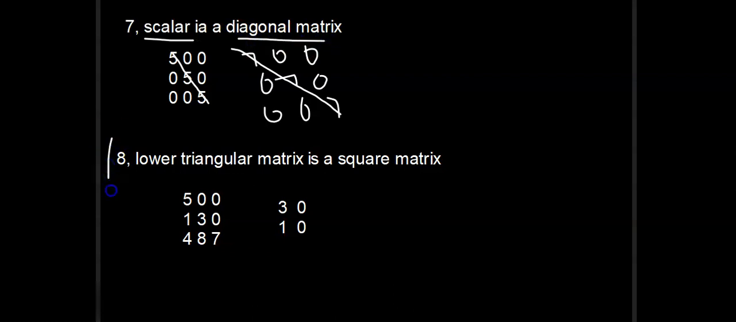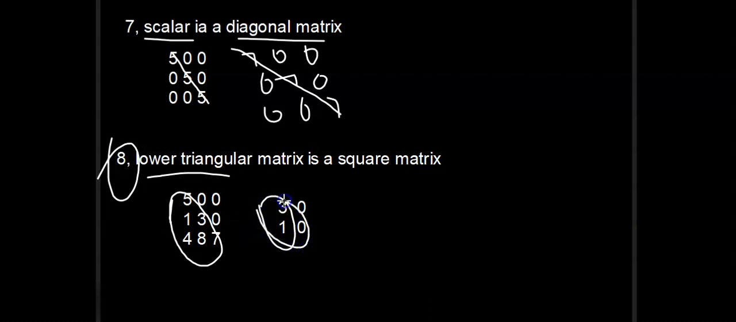Now let's go to the eighth one. So this one is a lower triangular matrix. And the reason that we call it a lower triangular matrix is because look at the numbers over here. If there is a number in the lower part of the matrix, we call it a lower triangular matrix. As you can see over here, there's a number at the lower spot of the matrix. So that's the reason that we call it a lower triangular matrix.